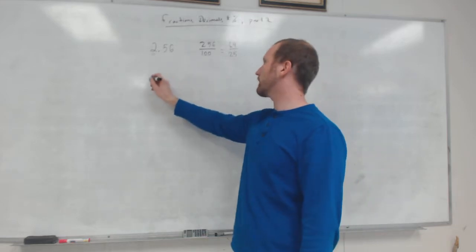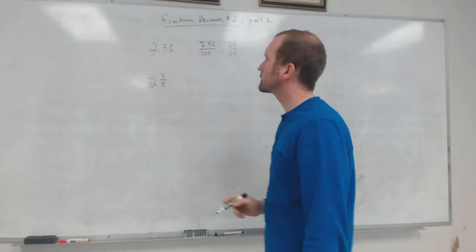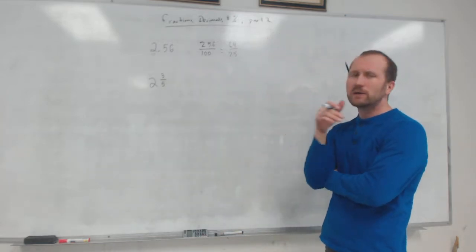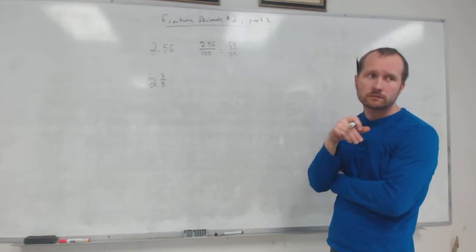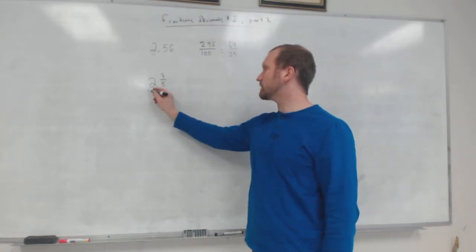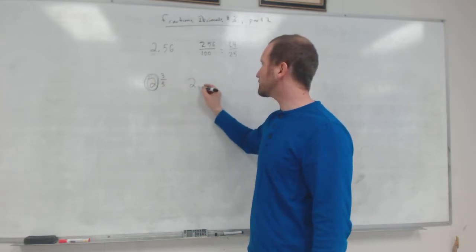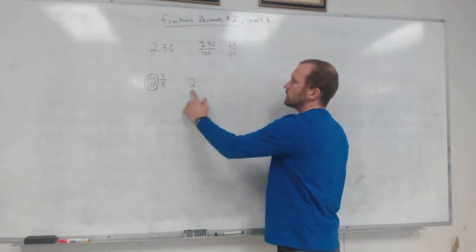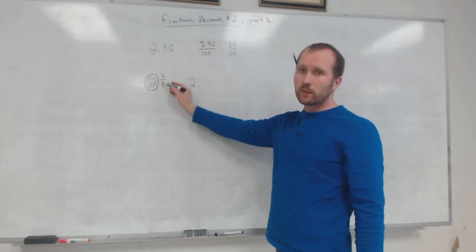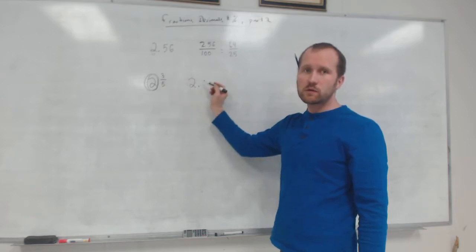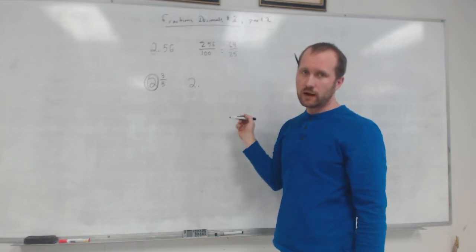But what if I had something like this? 2 and 3/5. How do I convert that into a decimal? The key step here is this 2 is just going to go right before the decimal. So the 2 is just the number that's before the decimal. Then the fraction, how do I convert a fraction to a decimal?